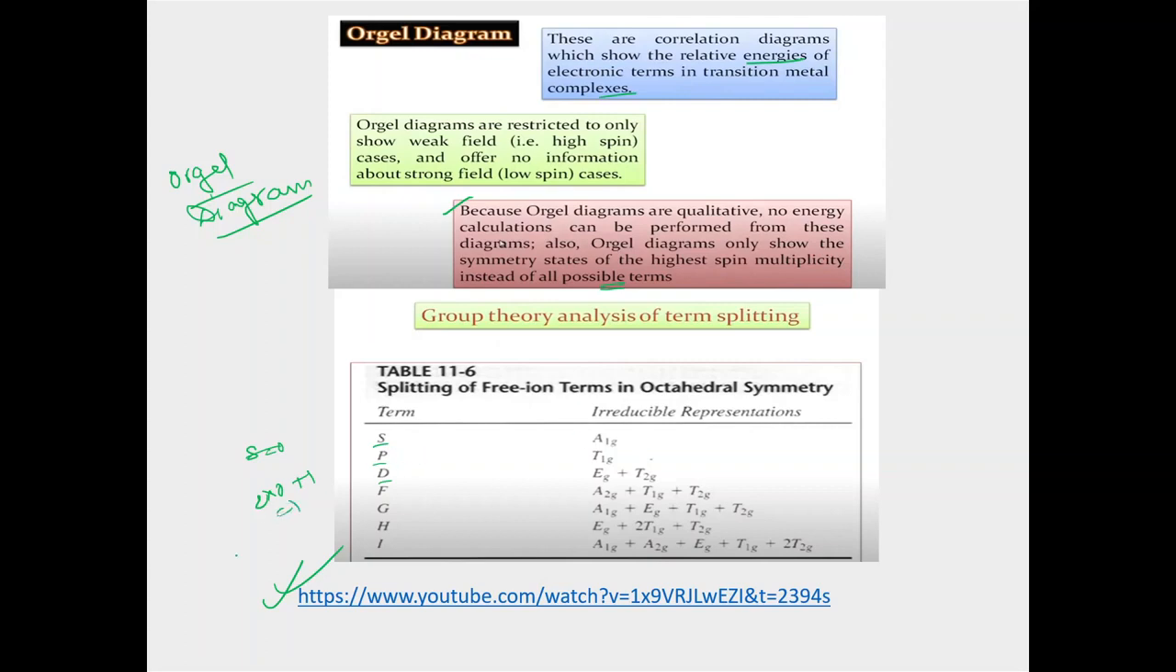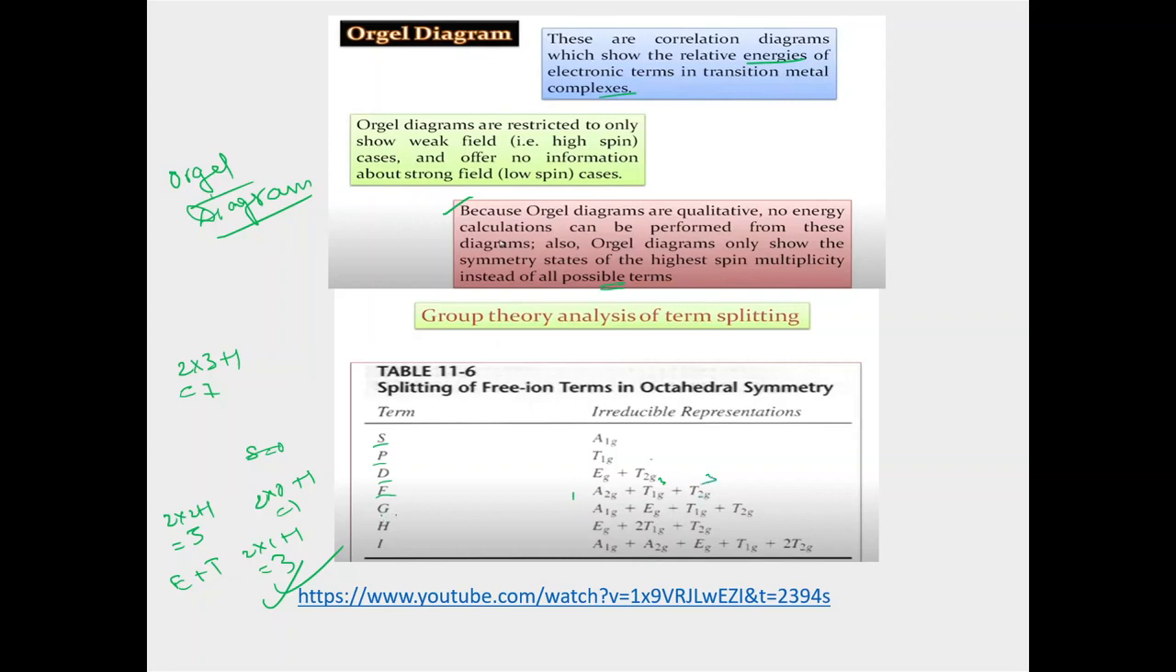If it's P, then it is 2 into 1 plus 1, that is 3. So T means this is triply degenerate. If it's D, then 2 into 2 plus 1, that is 5. And 5, this E, which is doubly degenerate, and T, which is triply degenerate, can make a total of 5. If it's F, then it's 2 into 3 plus 1, that is 6 plus 1, 7. So 7: A means 1, T1g 3 and T2g 3. So these are the 7 states.